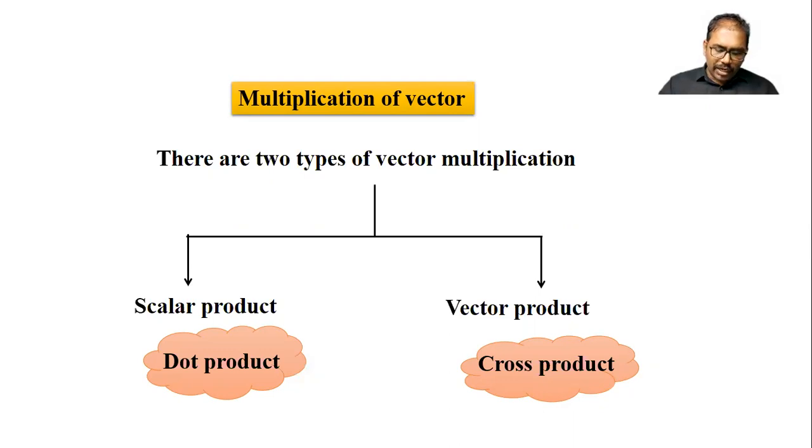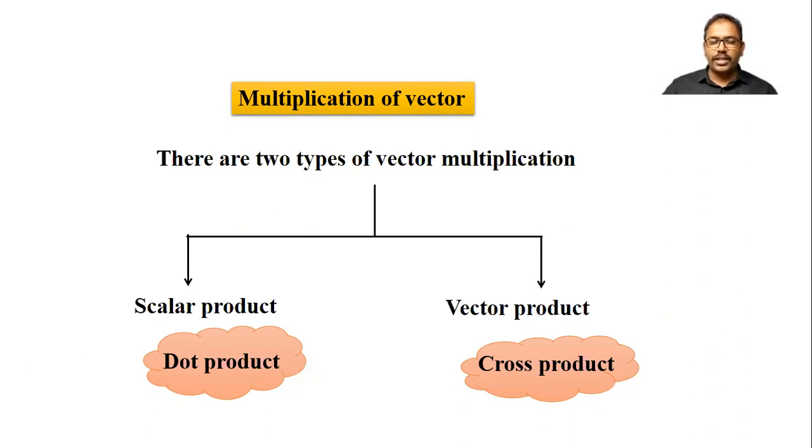This scalar product we represent by a dot, so it is also called the dot product. For example, the scalar product we can represent by a bar dot b bar, so it is called the dot product. And the vector product we can represent as a bar cross b bar. It is represented by a cross, so it is called the cross product.